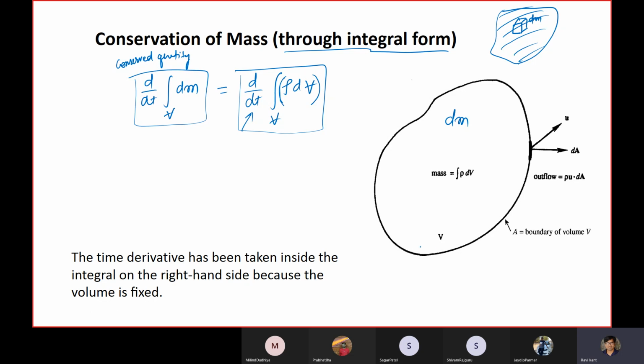So let's suppose I have a boundary volume V, capital V, in which the total mass was rho dV, and I want to seek how this mass is changing with time. So I will take the time derivative of this particular integral. That is what I have done. Let's suppose, for simplicity, that this boundary of volume is not changing with time.